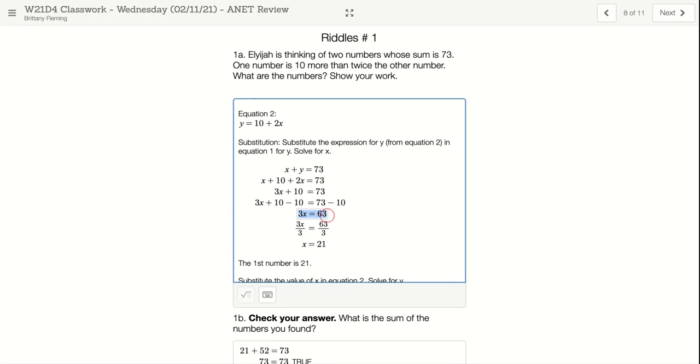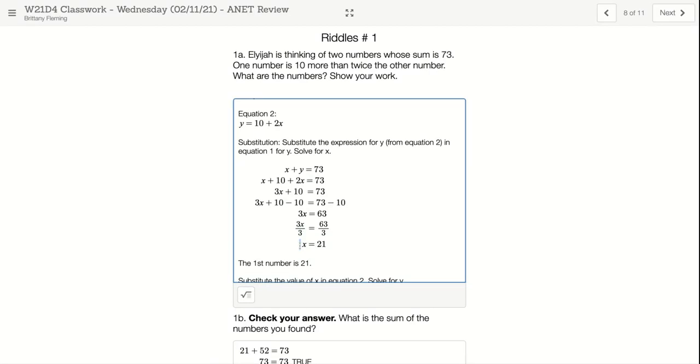I still need to isolate x, so I need to get rid of the 3 right here with x. In order to get rid of the 3, I need to divide both sides by 3 because 3x means 3 times x. The inverse operation for multiplying by 3 is dividing by 3. Remember, whatever I do to one side of the equation, I must do it to the other side. So I divided the left side of the equation by 3. I also divided the right side of the equation by 3.